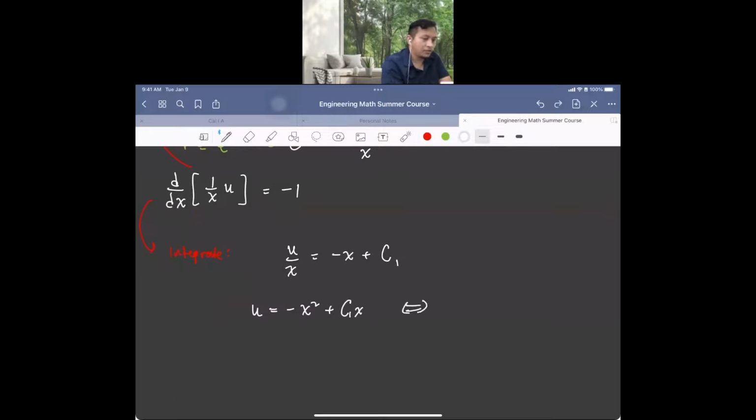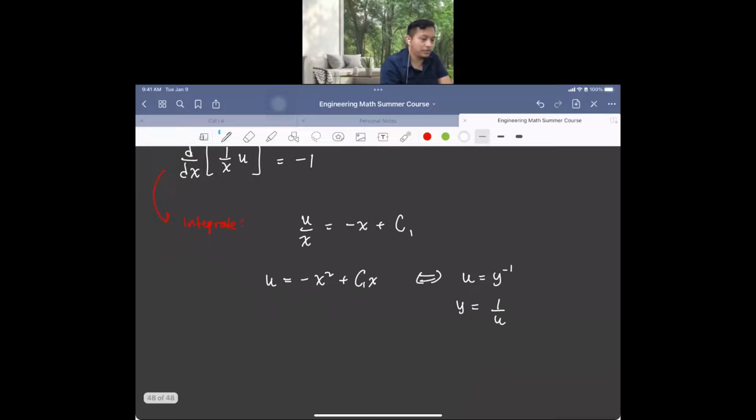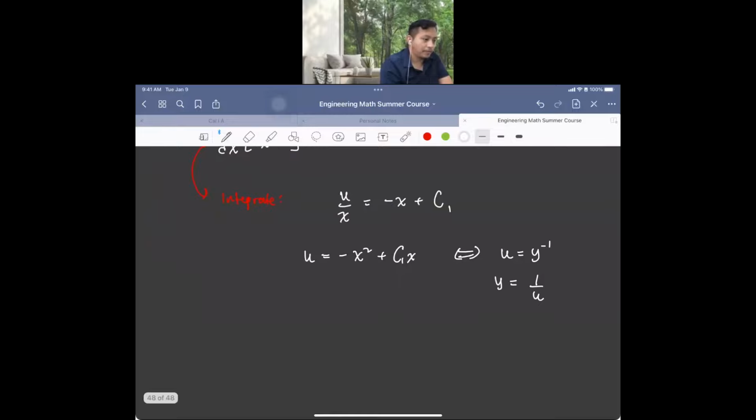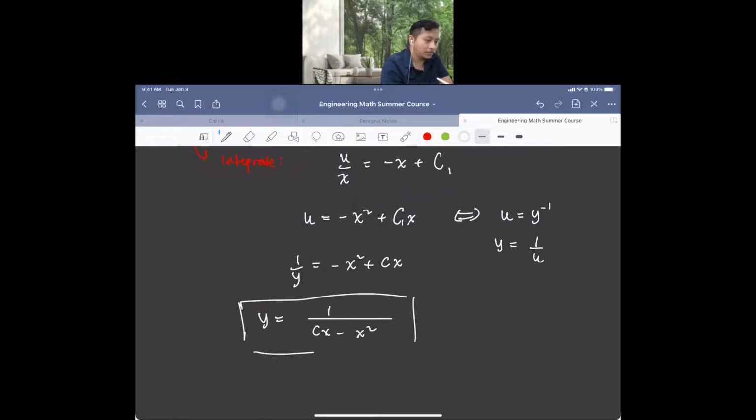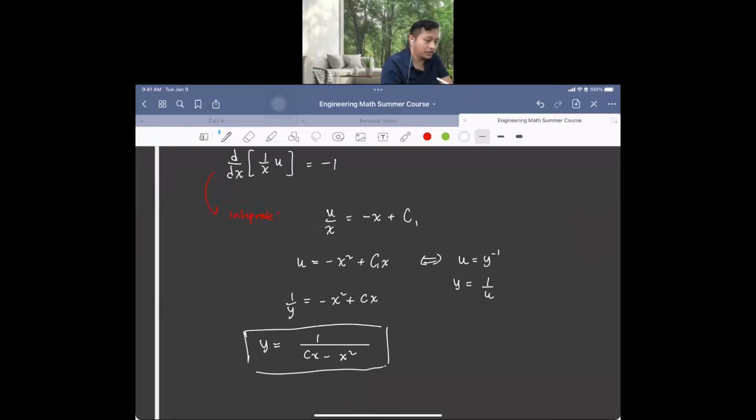Okay. And remember that y or u is y with power of negative 1. We have y is 1 over u, right? So the solution gives, this is 1 over y. So y is 1 over cx minus x squared. I think this will be better to understand in compared with the previous one.